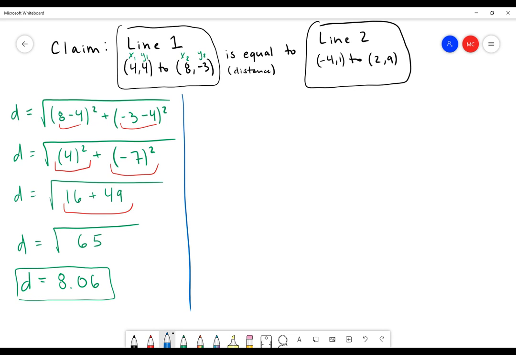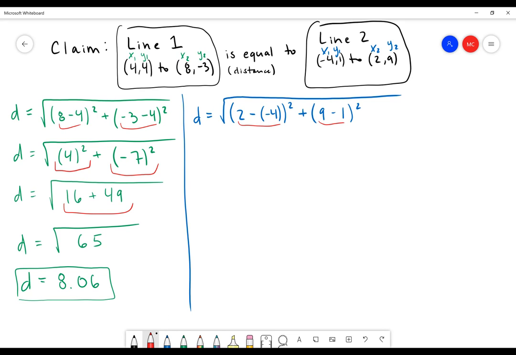I'm going to repeat that method with line 2. So I'll let negative 4 be x1, and I'll let 1 be y1. I'll let 2 become x2, and I'll let 9 be y2. So now when I plug that into the distance formula, I would do the square root of x2 minus x1, which is 2 minus negative 4, the whole thing squared, plus y2 minus y1, which would be 9 minus 1, this whole thing squared.